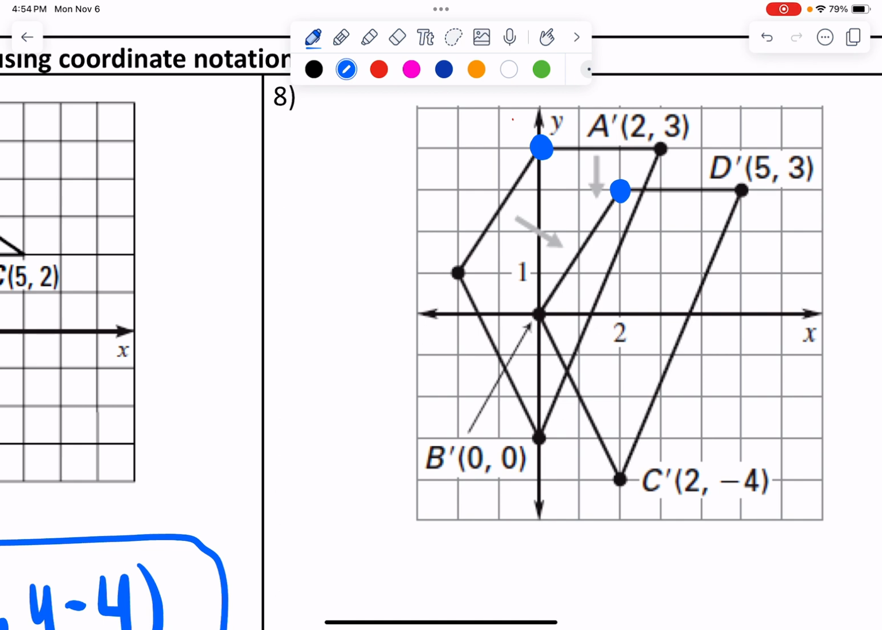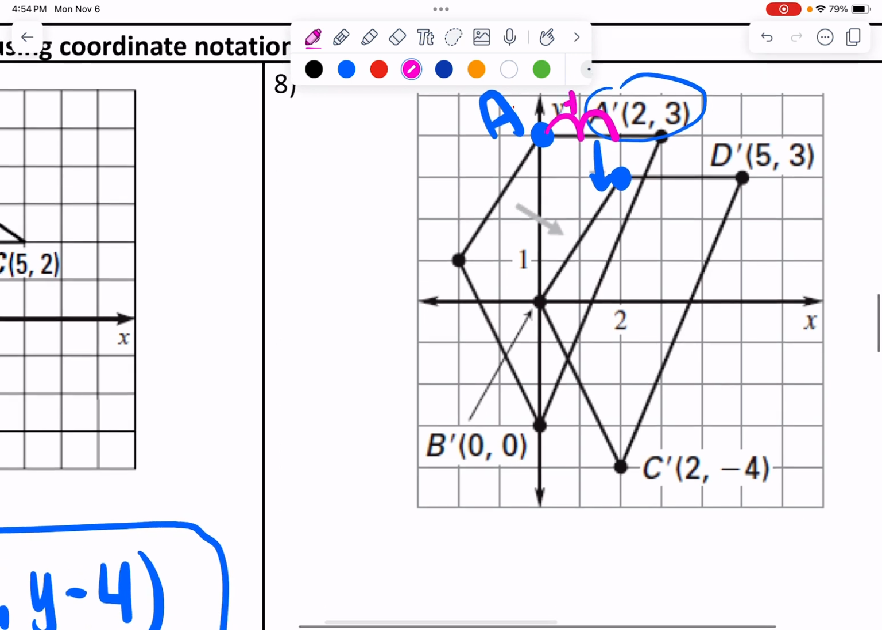So if I notice this point right here is A prime, chances are this point over here is A. Okay, you can assume that's fine. Then going from A to A prime, I'm just going to count how many steps. I'm moving right 1, 2 first, so that would be plus 2. And then finally moving down 1 would be minus 1.